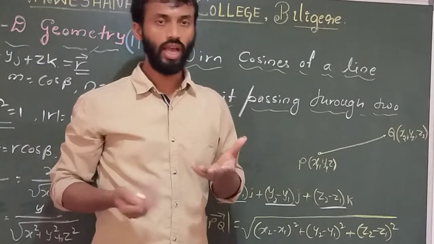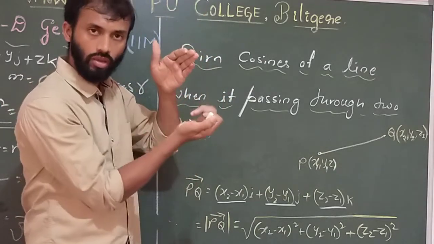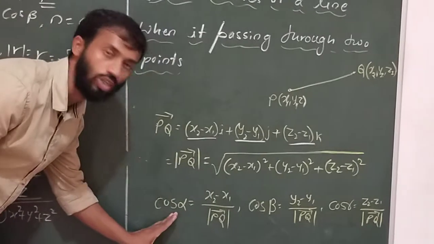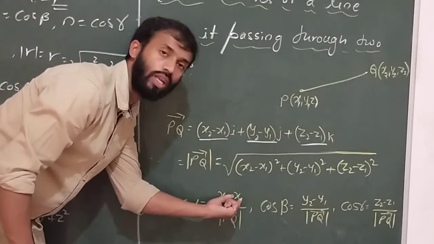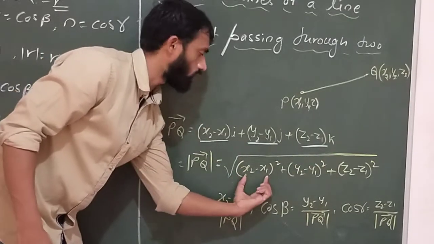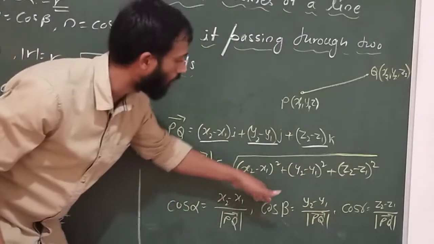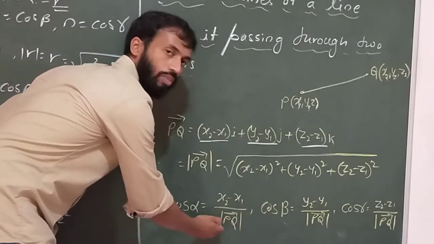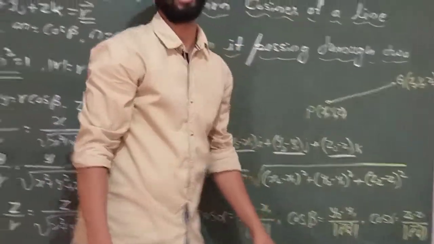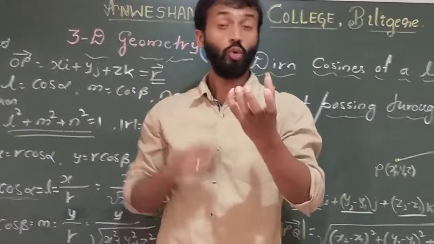Then I need to find the direction cosines. Again, just compare with the previous. What were the direction cosines there? Cos alpha is equal to x, the coefficient of i, divided by the magnitude of that vector. Correct? So here I need cos alpha of vector PQ. Cos alpha is equal to the coefficient of i, that is x2 minus x1, divided by the magnitude of PQ. What is the magnitude of PQ? It is root of x2 minus x1 whole square plus y2 minus y1 whole square plus z2 minus z1 whole square. So now cos alpha is x2 minus x1 divided by the magnitude of vector PQ, cos beta is equal to y2 minus y1 divided by the magnitude of PQ, and cos gamma is equal to z2 minus z1 divided by the magnitude of PQ. So this is the way I can find the direction cosines of the given vector when it is passing through the two points.